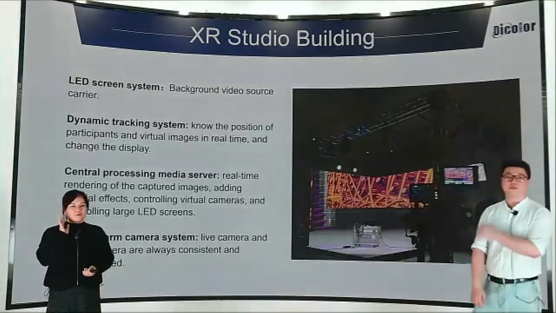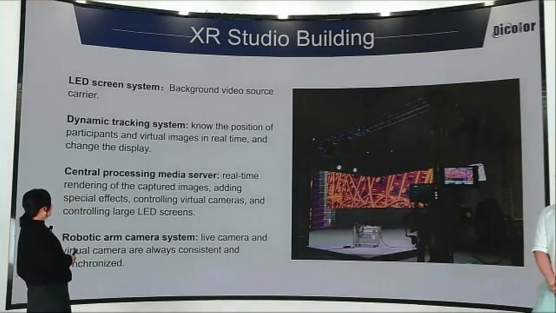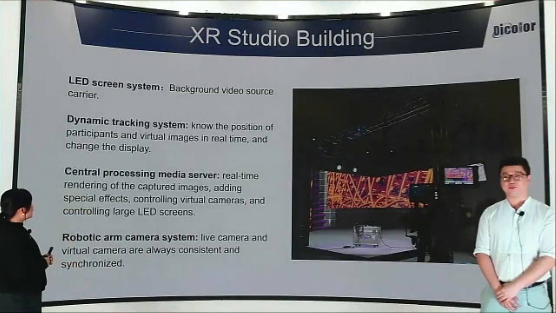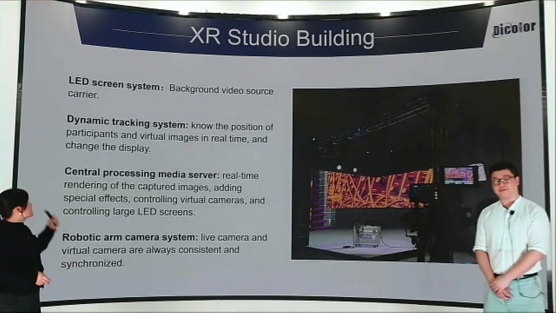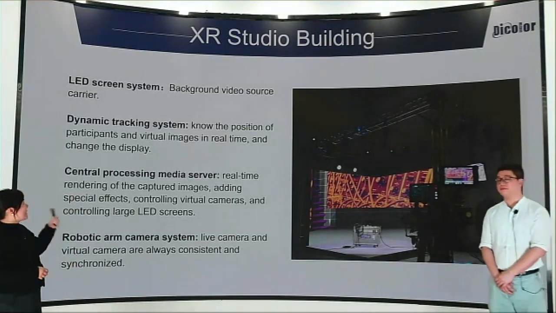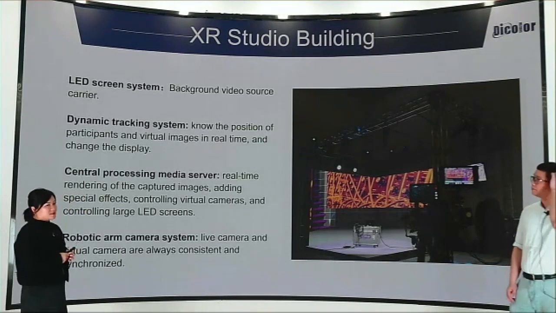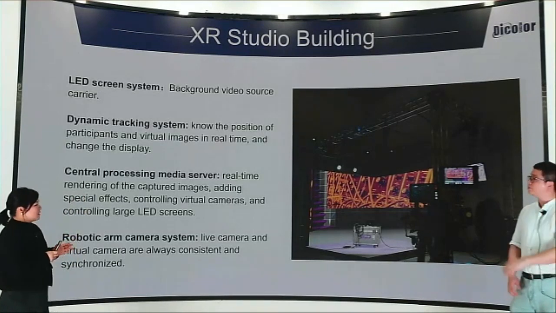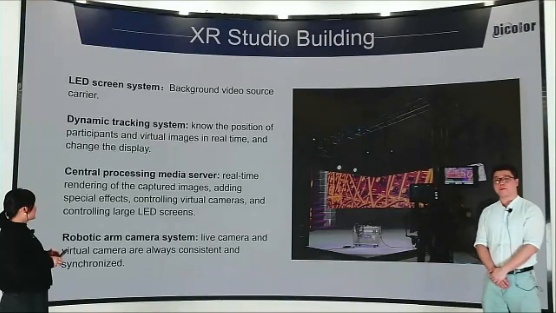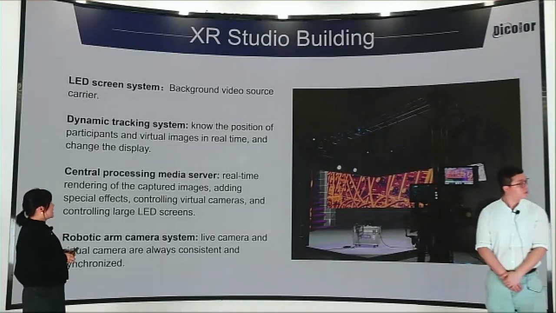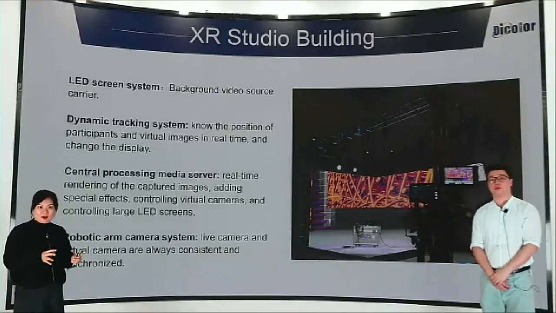There are 4 things: 3 systems and 1 server. One system is the LED screen system. As I said, you need screens for the studio, so this is called the LED system. It provides the background video source. And then the dynamic tracking system. This system locates the position of the participants or actors and the visual images in real time and changes the display. So it's like a tracker.